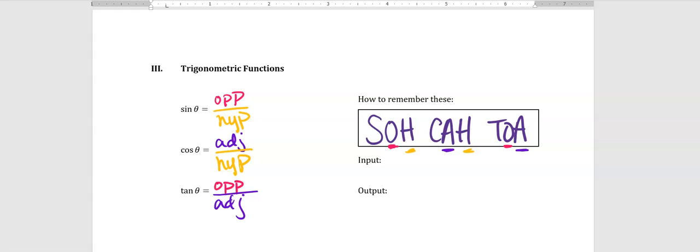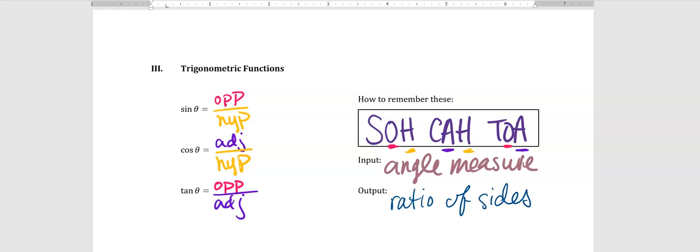Okay. Now remember what I said about theta? It's our variable, and we use it mainly for angles. So when we're talking about input-output, our input here is going to be an angle measure. And our output is going to be what's called a ratio of sides. Okay, make sure that you have this stuff written down. This is kind of key because if you know the basics, then the rest of it is going to be very seamless.